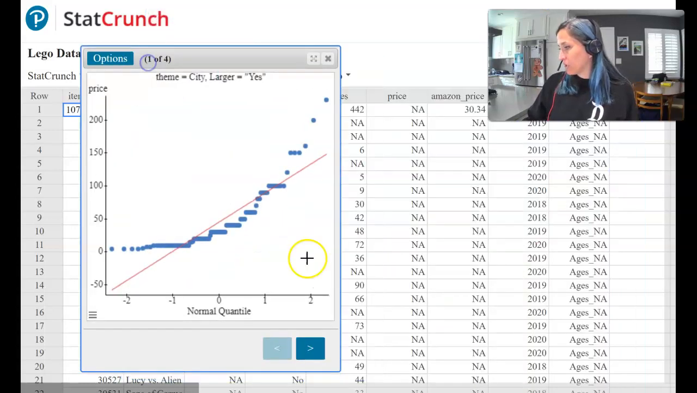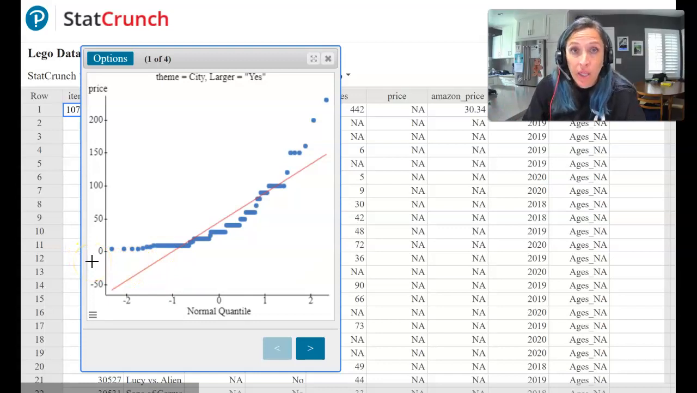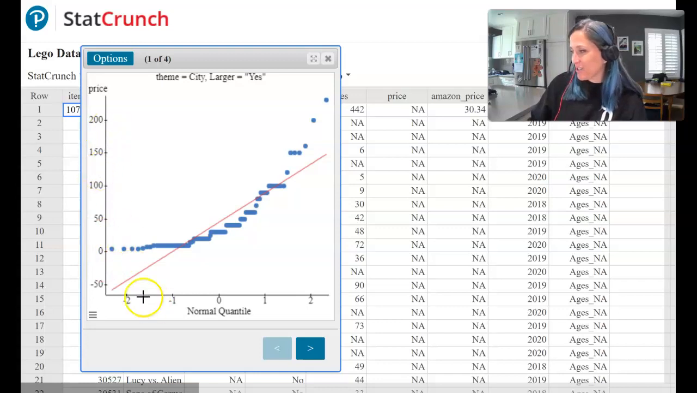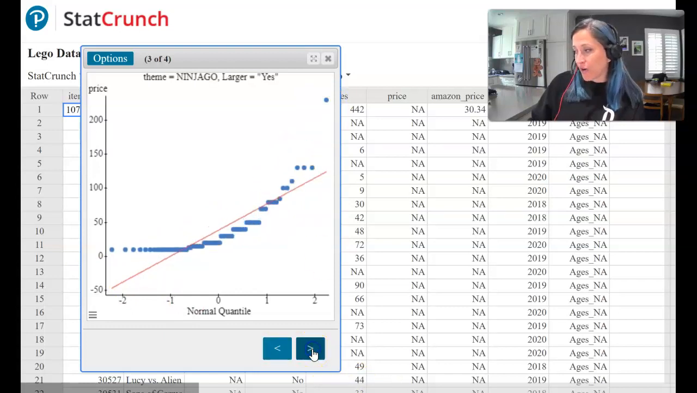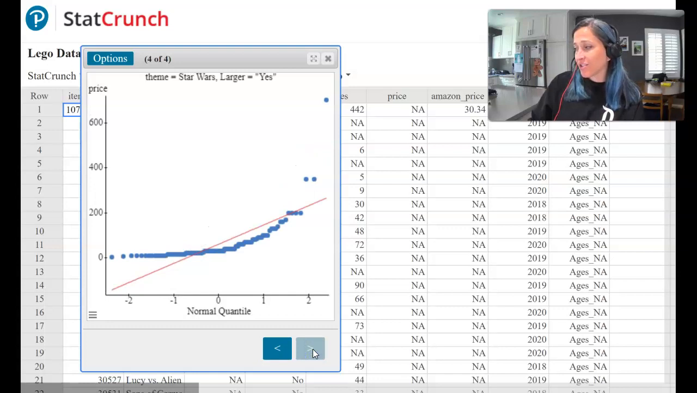So we can see we have a bunch of QQ plots. With a QQ plot, theoretically, if we have a normally distributed variable, and this is just for a sample, right? But usually our sample is representative of our population. The points should follow the line. So this is looking like we're violating normality with the City, Friends, Ninjago, and Star Wars ones. Every single one of these is violating normality.